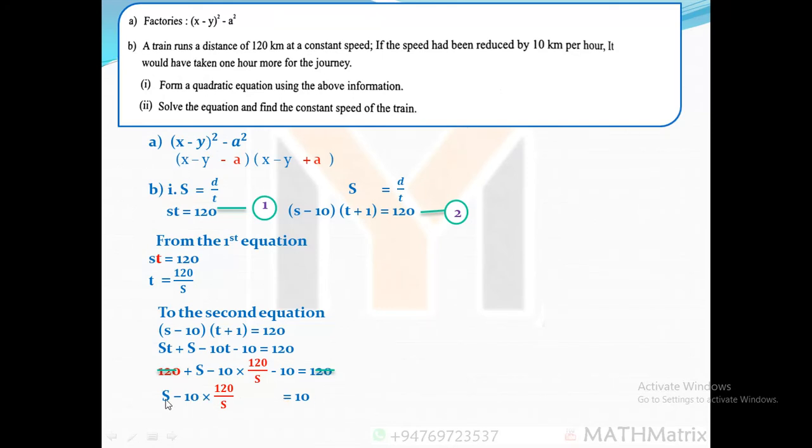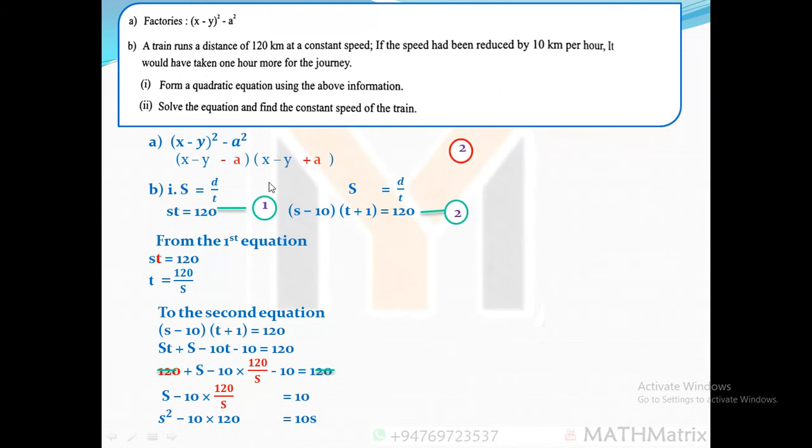So now I am going to multiply them all by s. That means I have to multiply the first term by s, the second term also by s, and the third term as well. If I multiply the first term by s, I'll get s squared. And if I multiply the second term by s, s will be cancelled. So 10 into 120 only remaining. And now I'm going to multiply the last term also by s. Then 10 into s is 10s. Okay, so that's it.